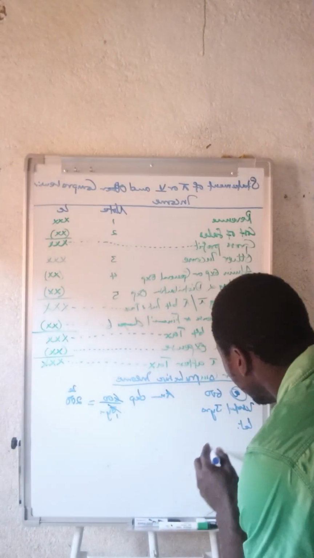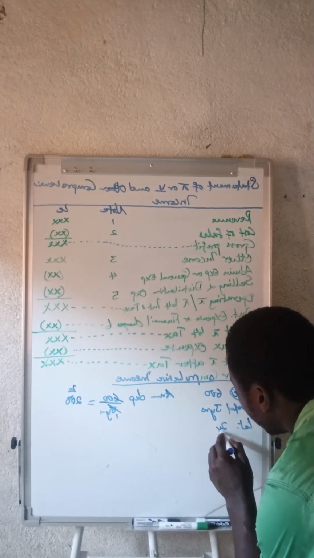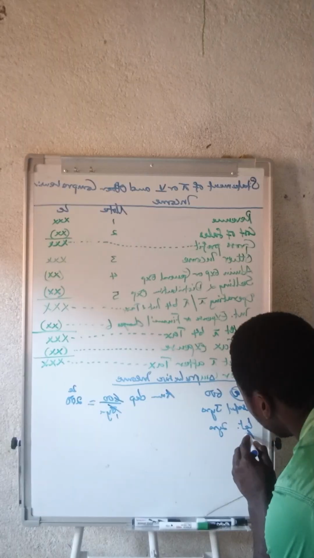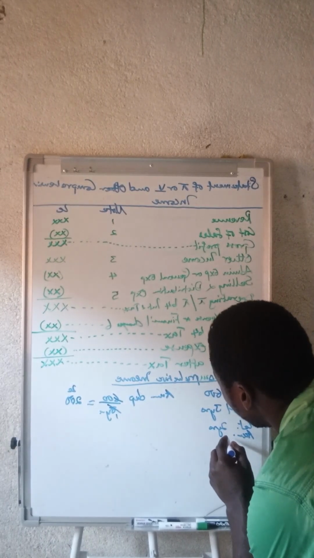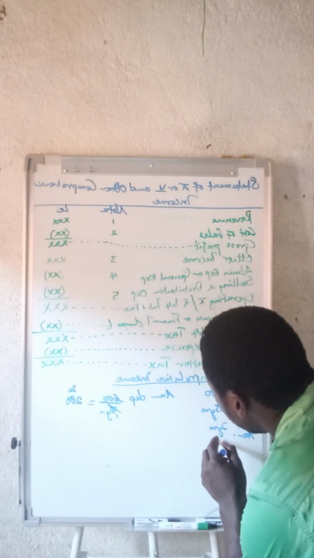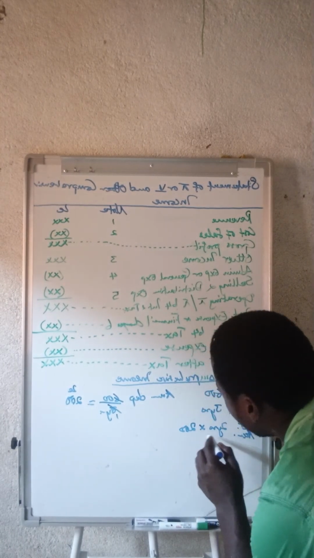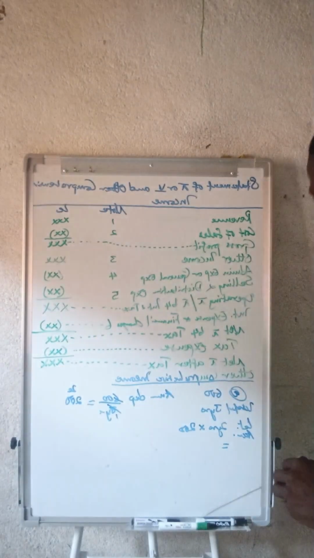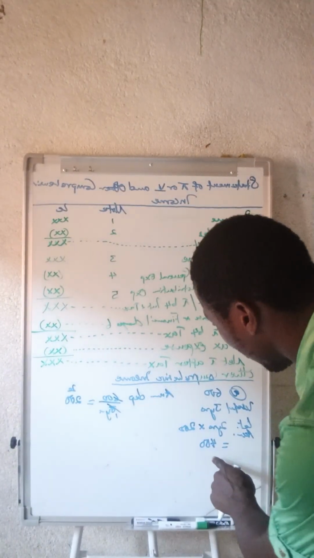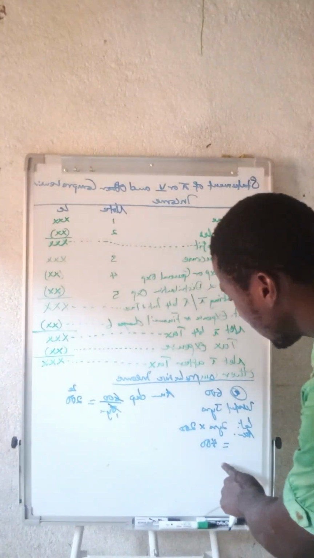Now let's look at the accumulated depreciation. Let's say the asset was used for just 2 years. So we multiply the 2 years by the 200, which gives us our accumulated depreciation of 400.